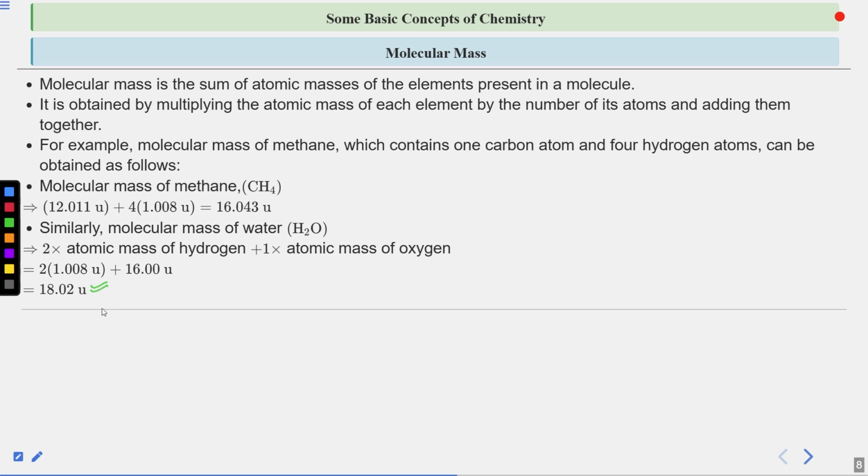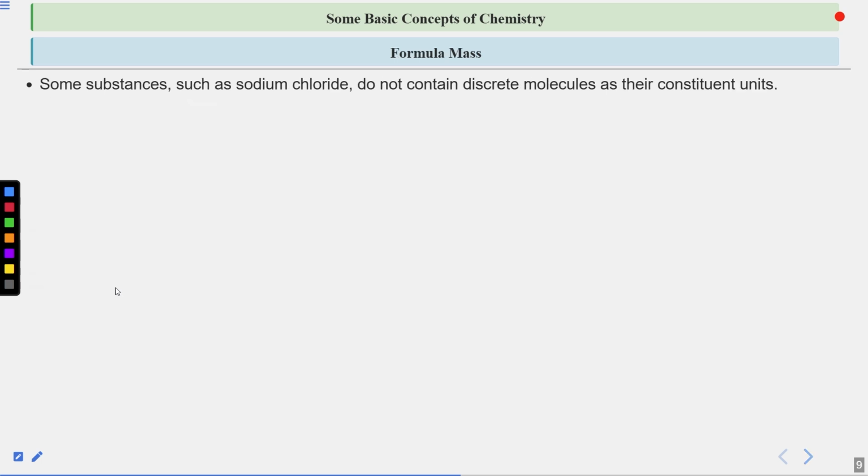Again, I am making you remember that U, or the unified mass, or the atomic mass unit AMU, is the unit of molecular mass and the atomic mass. I hope you are getting the point, because now we will move to the same thing but with a different approach. So that thing is formula mass.